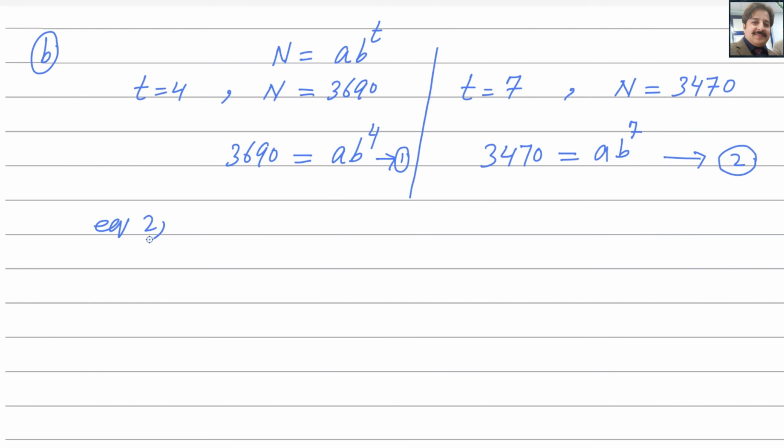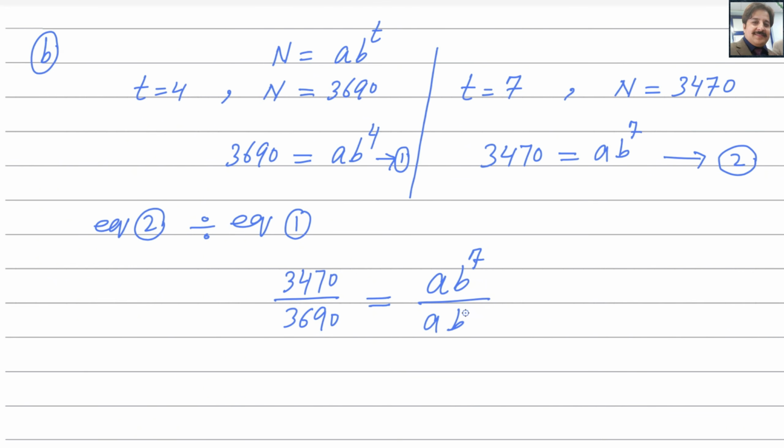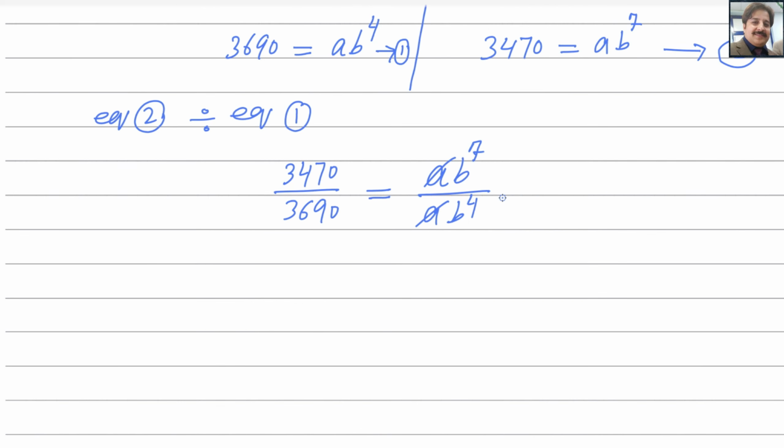Equation 2 divide by equation 1. 3470 will divide by 3690, and on the right side you will get a b to the power 7 divided by a b to the power 4. This a is cancelled out. Now you have same bases, so powers are subtracted. 7 minus 4 is 3.